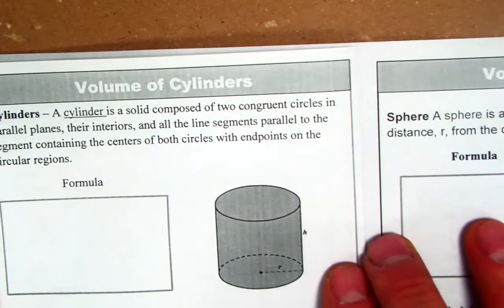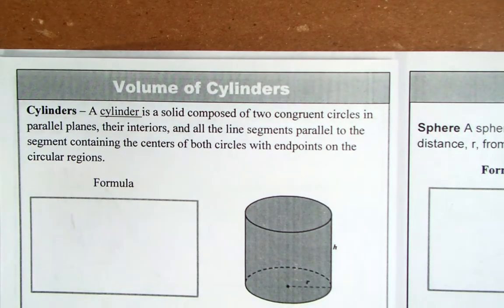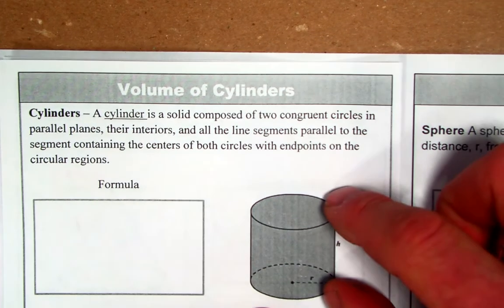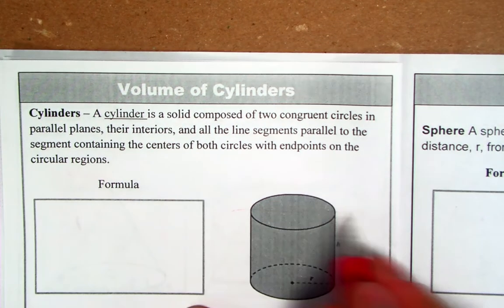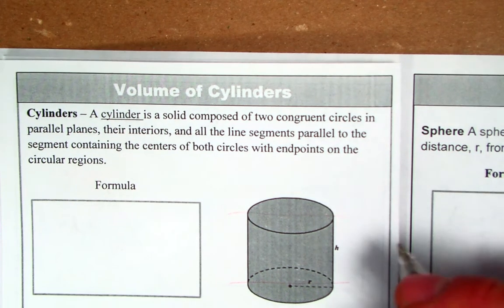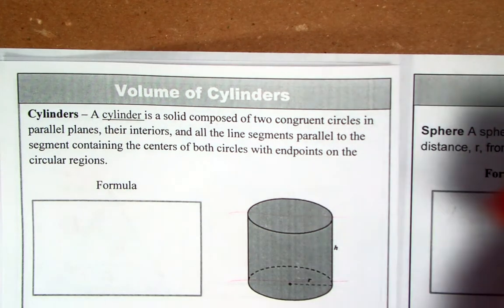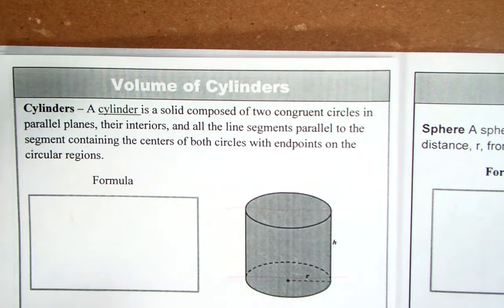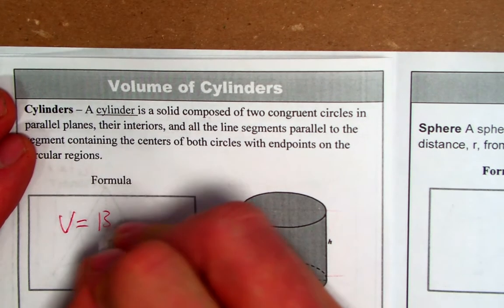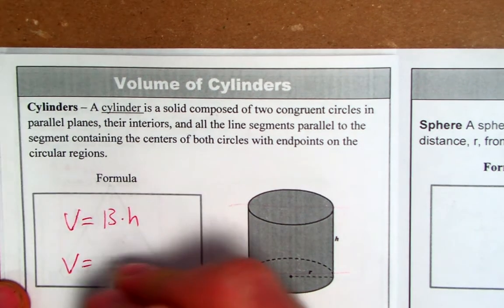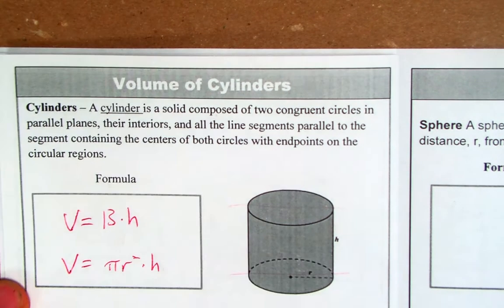All right, last two. The volume of a cylinder and volume of a sphere. All right, so the volume of a cylinder. A cylinder is just a solid, again, composed of two congruent circles in parallel planes. So this plane and this plane are parallel. Their interiors and all their line segments parallel to the segment containing the center of both circles with endpoints on circular regions. So this is simply the area of the base times the height. Length times width times height, essentially, but the area of the base is a circle. So volume is pi r squared times h.